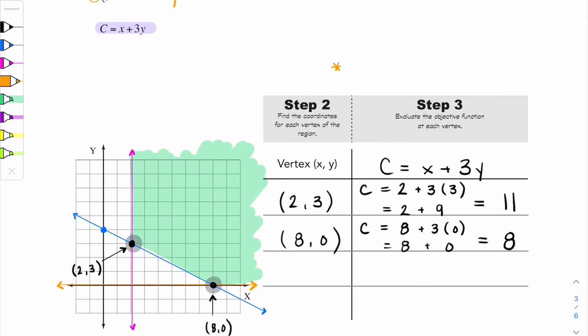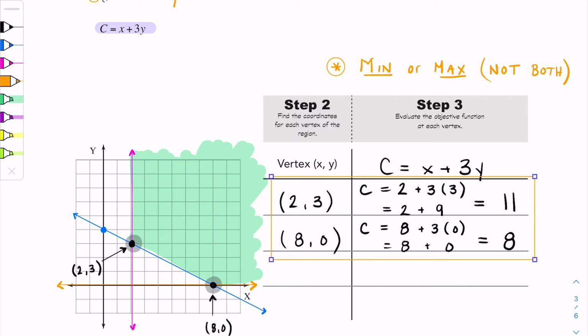On the first page, we highlighted this, but I'm going to write it down here as well. You have a min or a max. When I say min, I'm talking about minimum. You do not have both. So your answer is going to be one of these two values, but you have to test at least one other point in order to determine which one it is. So at this point, we don't know. Is 11 going to be our maximum, or is 8 going to be our minimum?